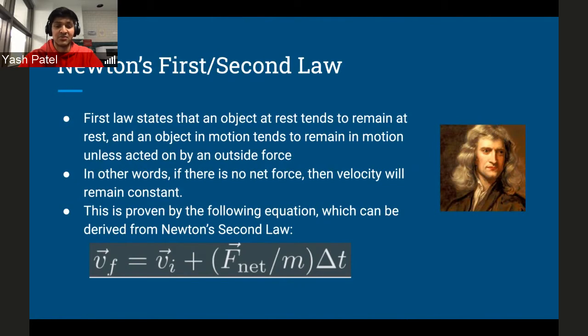This is proven by the following equation, which can be derived from Newton's second law: velocity final equals velocity initial plus F net over mass times the change in time. If we made F net equal to 0, everything after the velocity initial would be 0. This leaves you with velocity final equal to velocity initial, which shows that velocity remains constant whenever you have 0 net force.